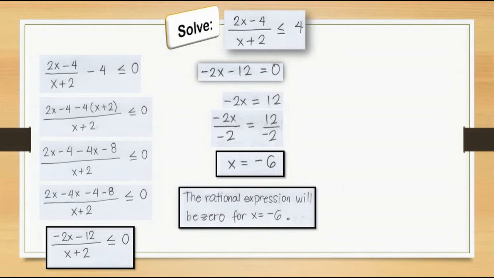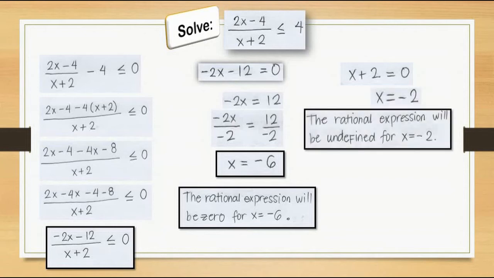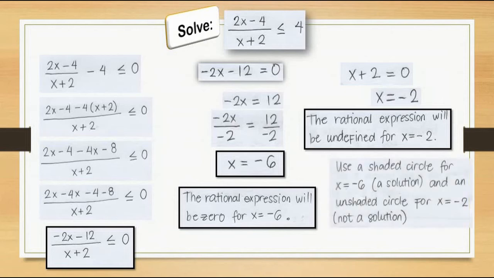Now for x plus 2 is equal to 0, this is from the denominator. So x is equal to negative 2. So the rational expression will be undefined for x equal to negative 2. Now use a shaded circle for x equal to negative 6, which is a solution, and an unshaded circle for x equal to negative 2, which is not a solution.